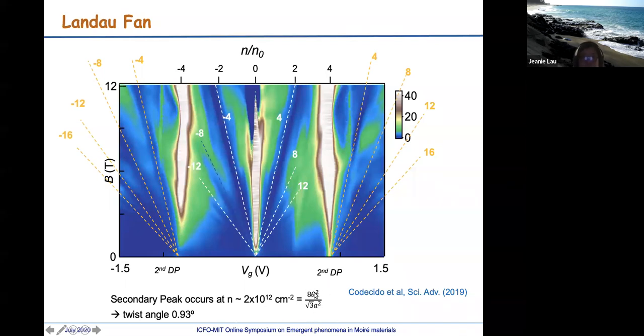Here, theta is the twist angle, and a is the lattice constant of monolayer graphene. This gives us a twist angle of 0.93 degrees, which is pretty small compared to the magic value of 1.05 degrees.